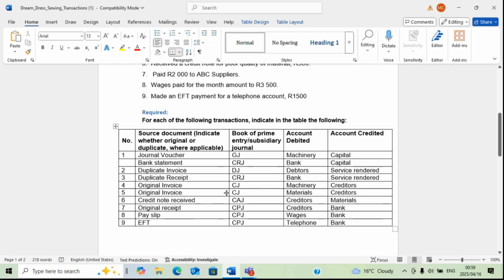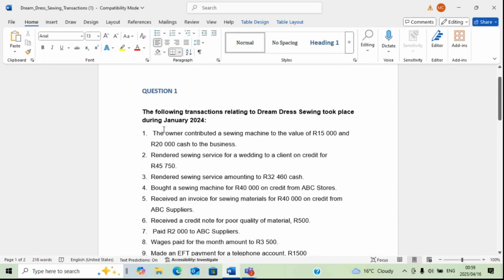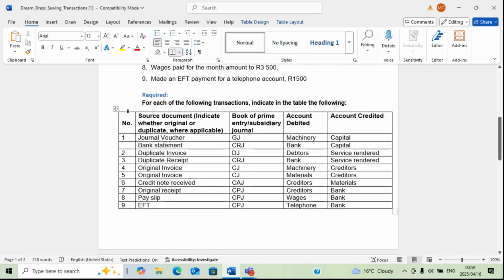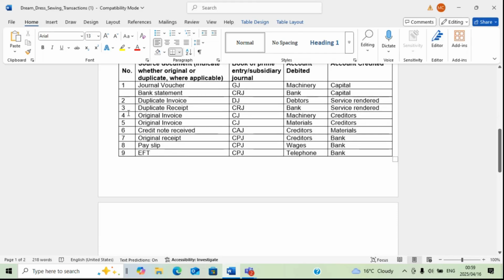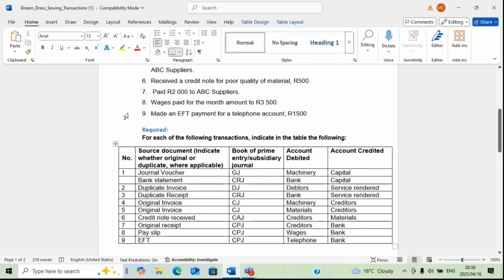So that is how you're supposed to record all of these transactions from transaction number 1 to transaction number 9 in this table. That is how you're supposed to record these transactions that are given up there. So I hope you guys understand this.